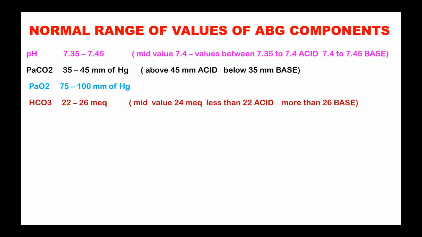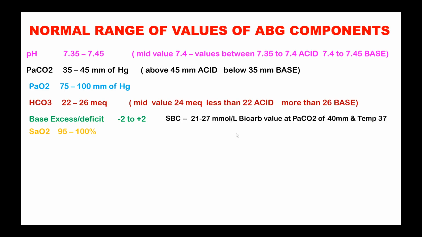Bicarbonate, 22 to 26, mid value is 24. Base excess and deficit can be either +2 or -2. Saturation 95 to 100. Standard bicarbonate value is 21 to 24, where PCO2 should be 40 at temperature 37.